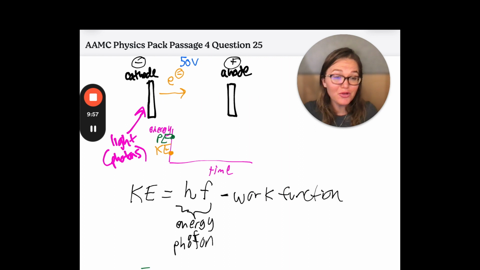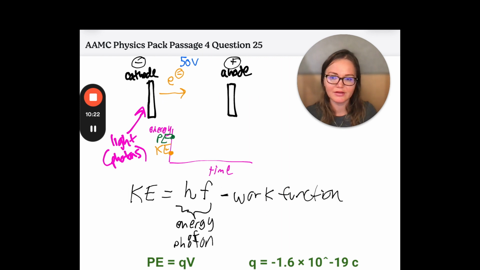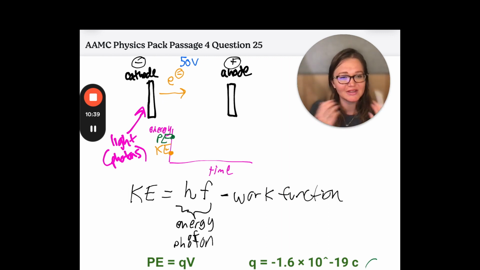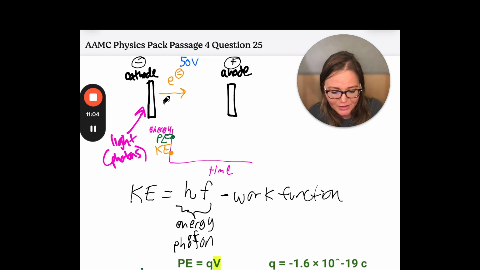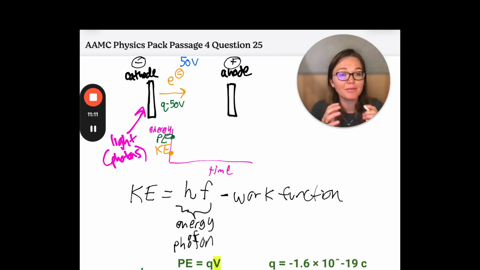Remember that you should know the equation for potential energy of a particle for the MCAT: potential energy is equal to charge times voltage. We know that the charge of an electron is equal to negative 1.6 times 10 to the negative 19th coulomb, but that'll usually be given to you if you need it for a problem. The important part is to understand what that Q represents, that it represents charge, which is negative in this case because we're talking about electrons. And then our voltage here, well, we're told that we have a 50 volt electric field. So when our electron is first ejected from that cathode, its potential energy, QV, is going to be essentially Q times negative 50 volts, because the potential of the cathode relative to the anode is going to be negative 50 volts.